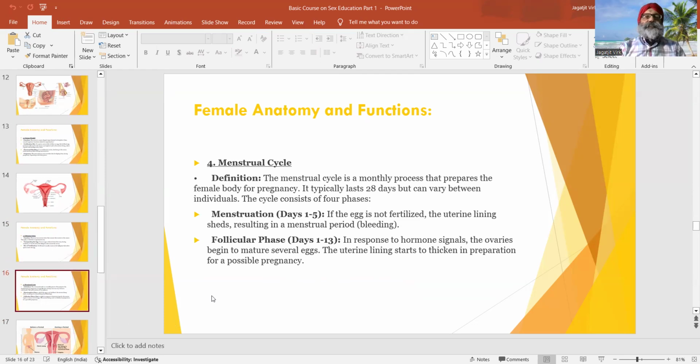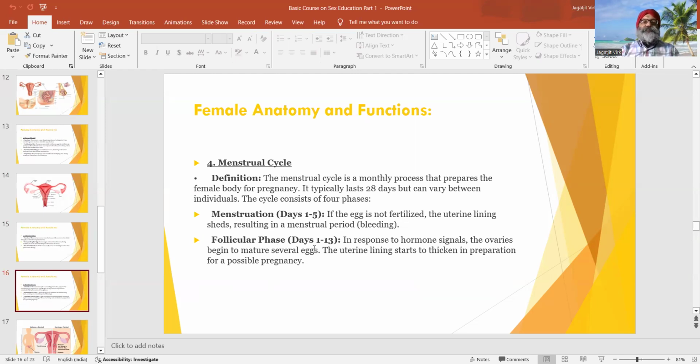Menstrual cycle. Definition. The menstrual cycle is a monthly process that prepares the female body for pregnancy. It typically lasts 28 days but can vary between individuals. The cycle consists of 4 phases. One is menstruation, that is days 1 to 5. If the egg is not fertilized in the fallopian tube, the uterine lining sheds, resulting in a menstrual period, that is bleeding of a female body.